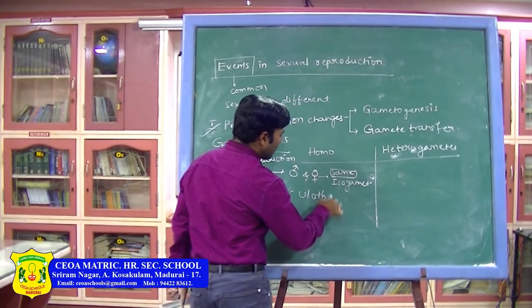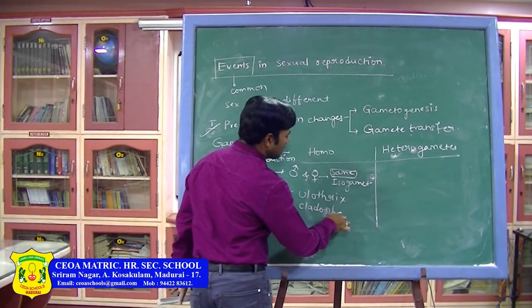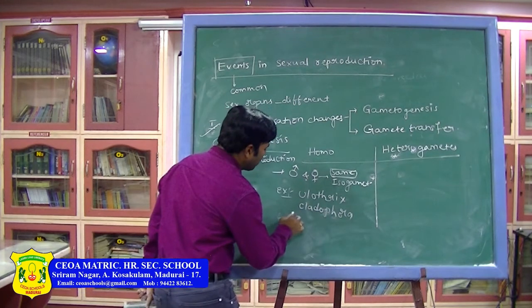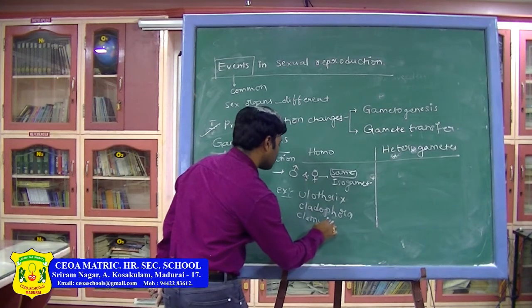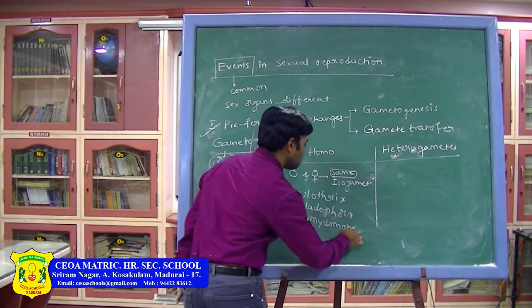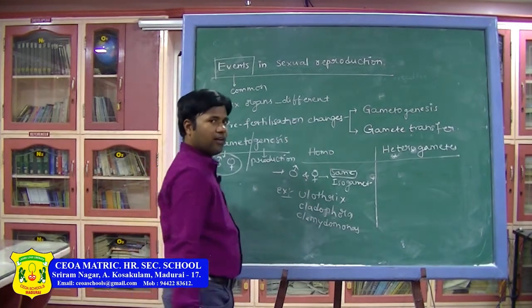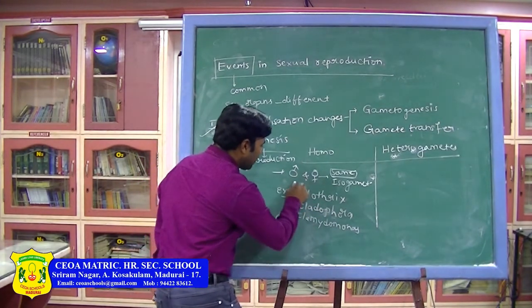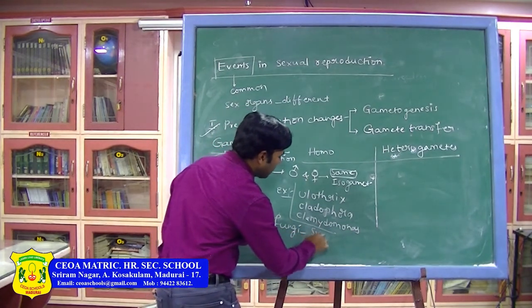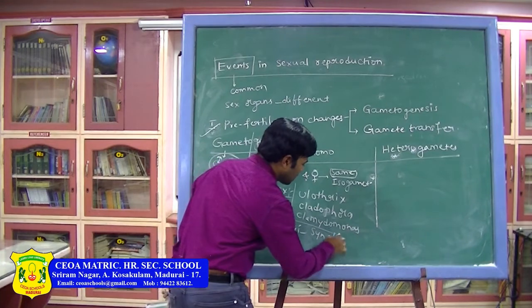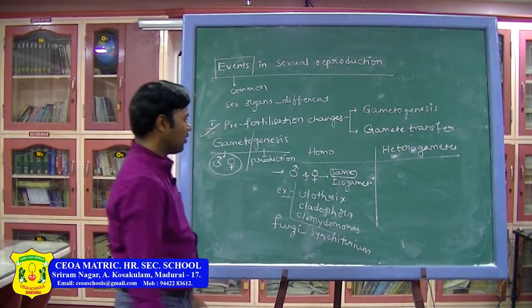Ulothrix, Cladophora and a few Chlamydomonas species. Next, fungi. These all are related to algae only. Next, if you see fungi, Synchytrium.